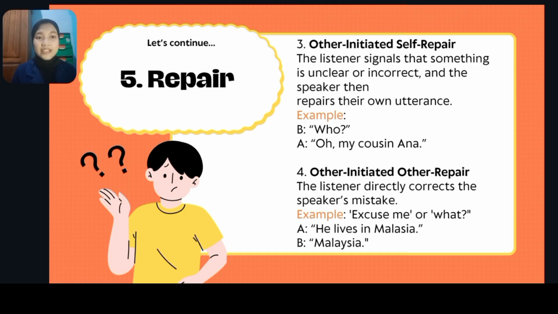And the fourth is other-initiated other repair. The listener directly corrects the speaker's mistake. For example, the listener can say "Excuse me?" or "What?" For example, in this conversation, the speaker says, "He lives in Malaysia." And the listener corrects the speaker by saying, "Malaysia."